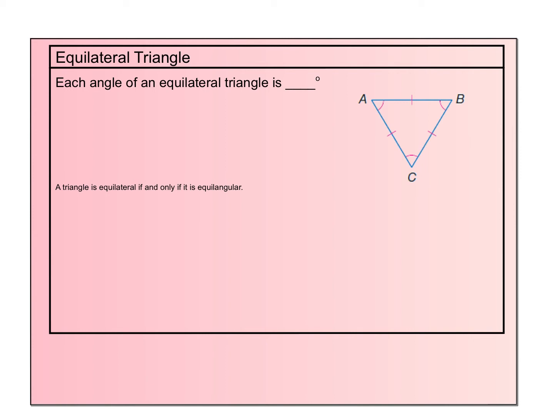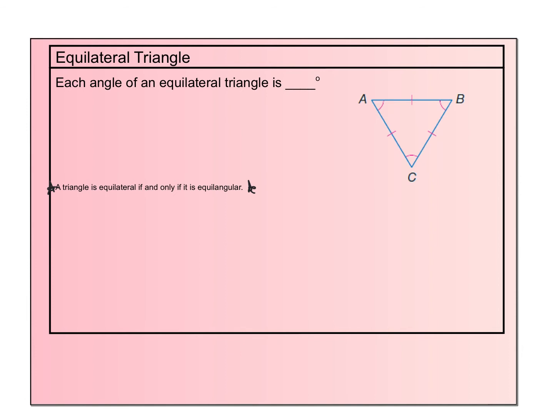All right, so an equilateral triangle. As we said before, all three sides are equal. All three angles are congruent. And one little side note on that is that if it's equilateral, it's equiangular. If it's equiangular, it's equilateral.